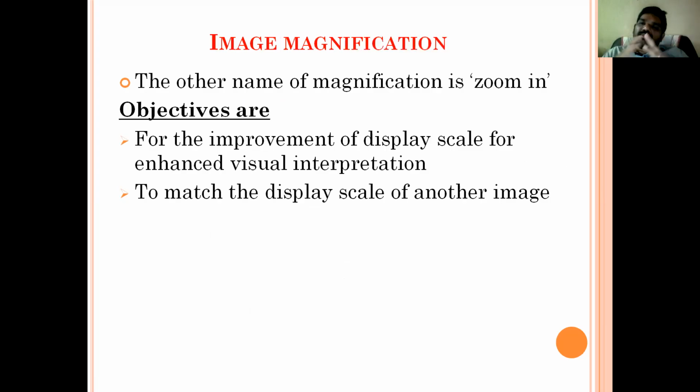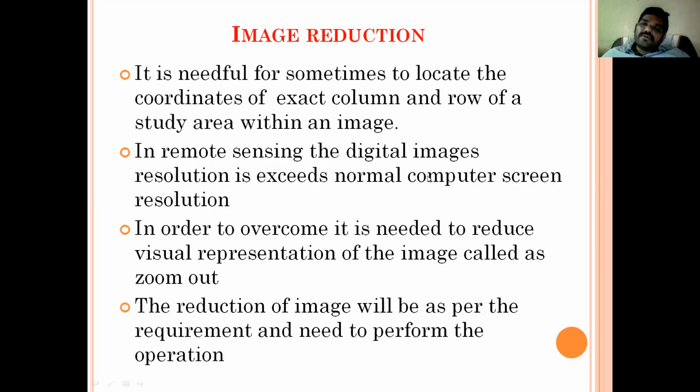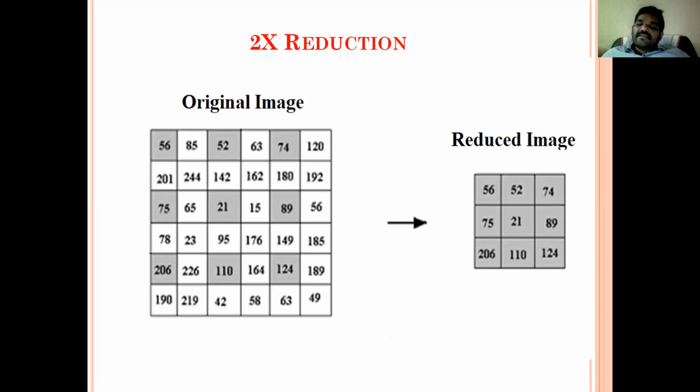Next is image magnification. By the name itself, we can easily understand what magnification is. Something is doubling. I just mentioned it as zoom in, and obviously the opposite is zoom out. You can add one more point here also. This process is also called zoom out, where the number of rows and columns are reduced to make the image fit on computer screens. And the reduction must be done keeping in view the operation that is going to be performed. This is the way of reducing the size of images, for instance with 2x reduction.